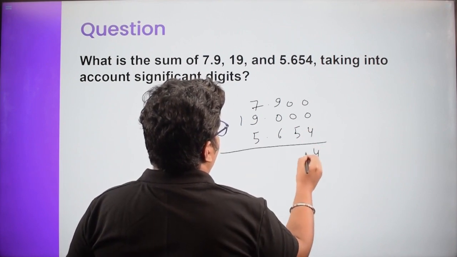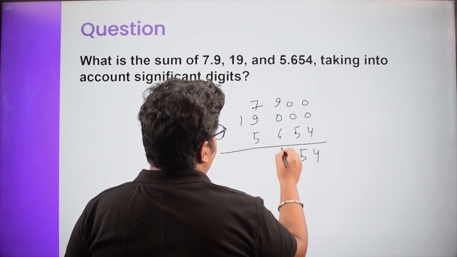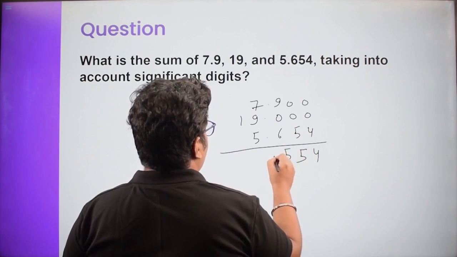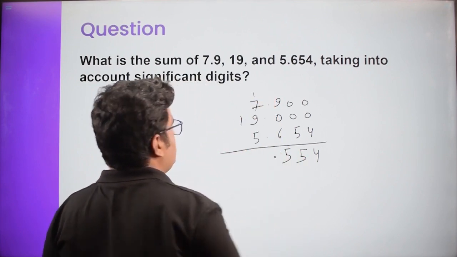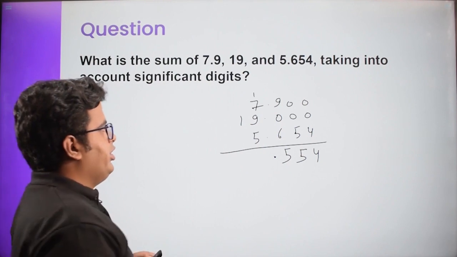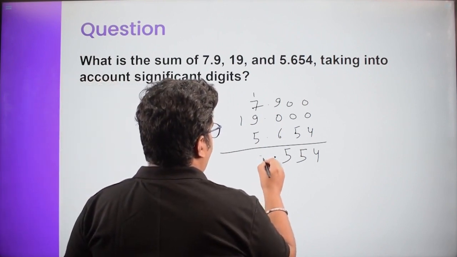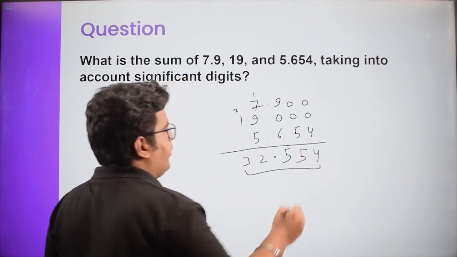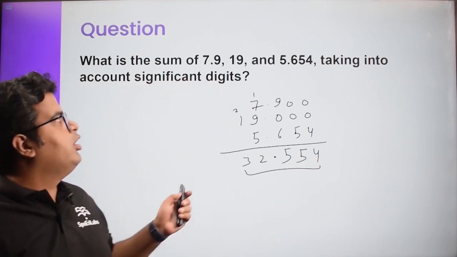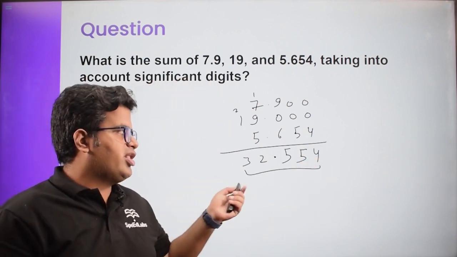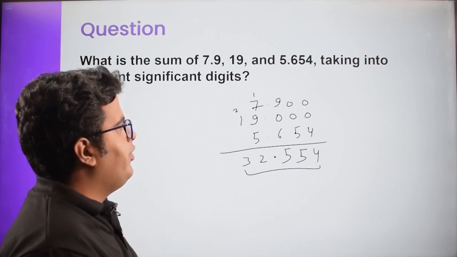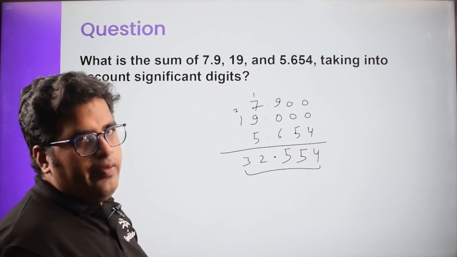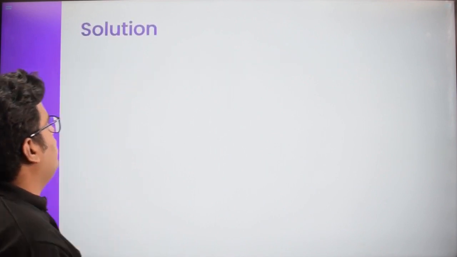So you'll have 4, then 5, then 15, where 1 will be the carryover, and then you have 9, 10, 17, 5, 22. So your final answer will be 32.554. That's going to be your number, right? And in this number, how many significant figures do we have? We have in total 5 significant figures, right? So that's the end of this question.